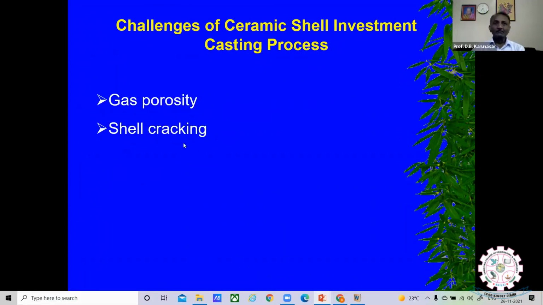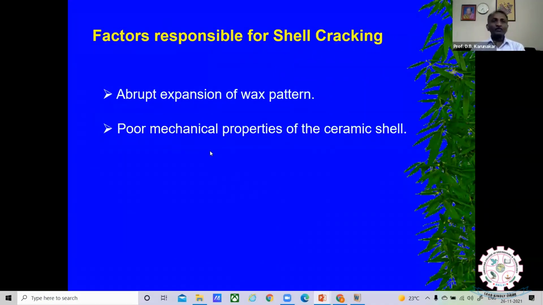What about shell cracking? What are the investigations carried out around the world to reduce this shell cracking? First of all, the factors responsible for shell cracking. The first one is abrupt expansion of the wax pattern. What is the pattern material, if I ask you? Wax. That word is not correct, not wax. It's a blend of waxes. Several waxes we take and mix in different proportions so that different properties can be balanced: fluidity, hardness, minimum expansion, all these can be balanced.